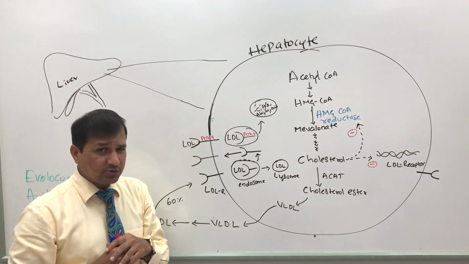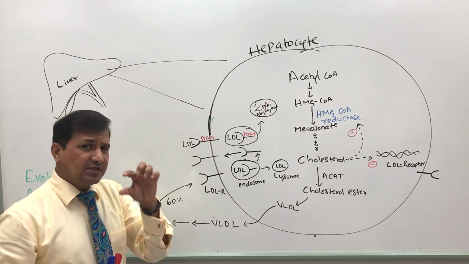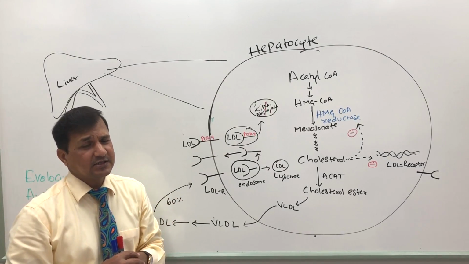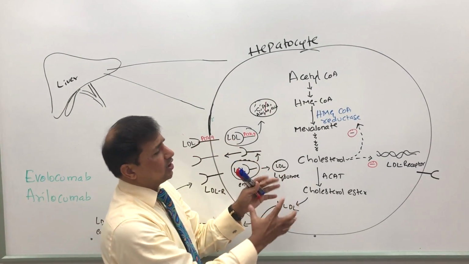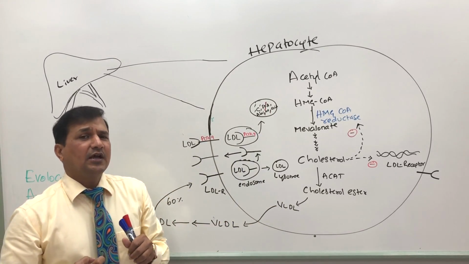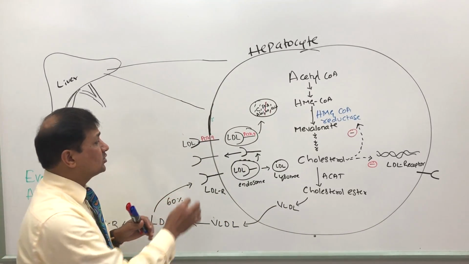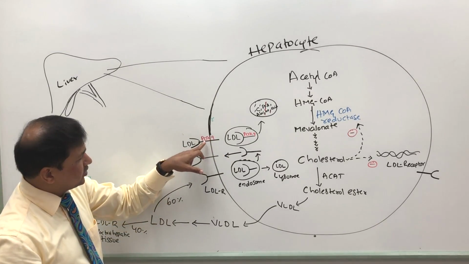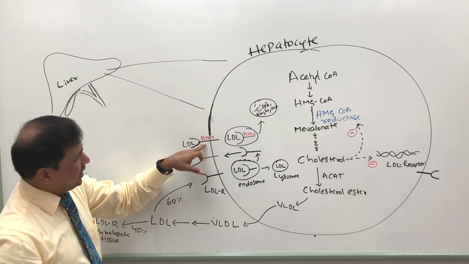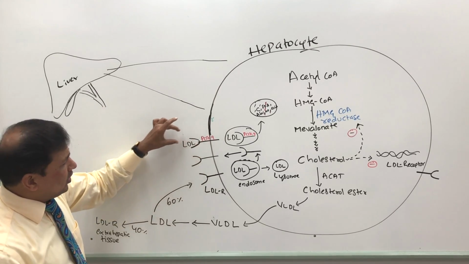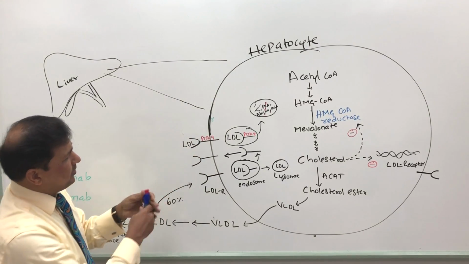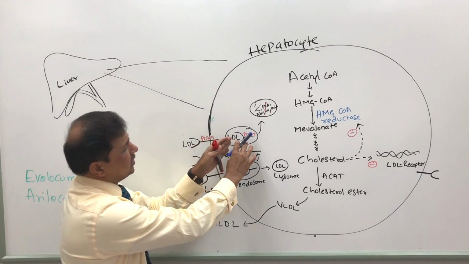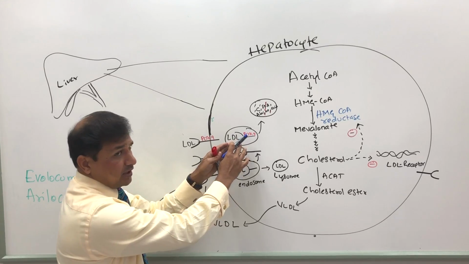Now let's see what happens with PCSK9. PCSK9 controls the amount of cholesterol present inside the cell. If there is more cholesterol inside the cell, the PCSK9 that is synthesized will bind to the extracellular surface. PCSK9 binds to the extracellular domain of the LDL receptor. So LDL is binding to the LDL receptor, but there is also binding of PCSK9 here. Now the entire thing becomes part of the endosome.